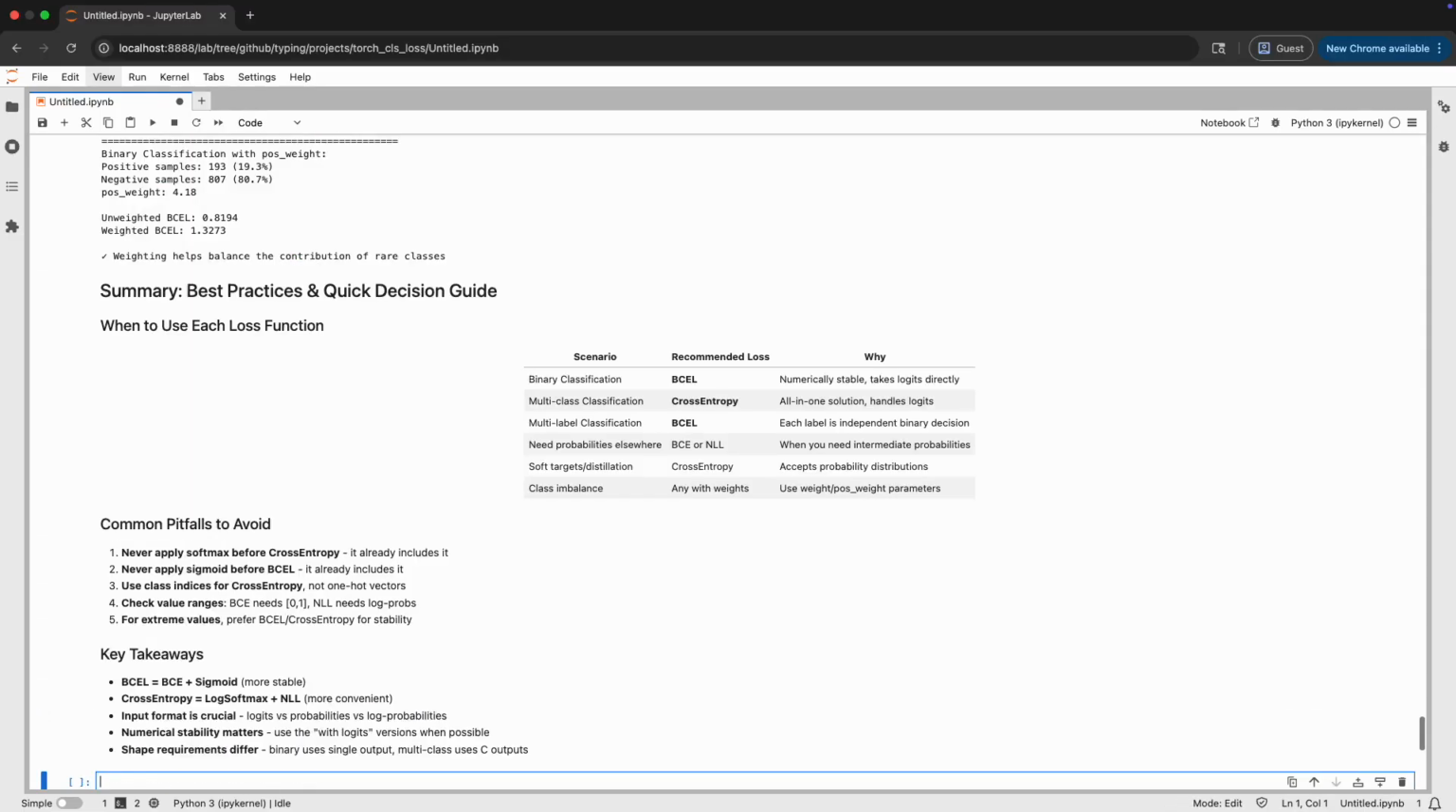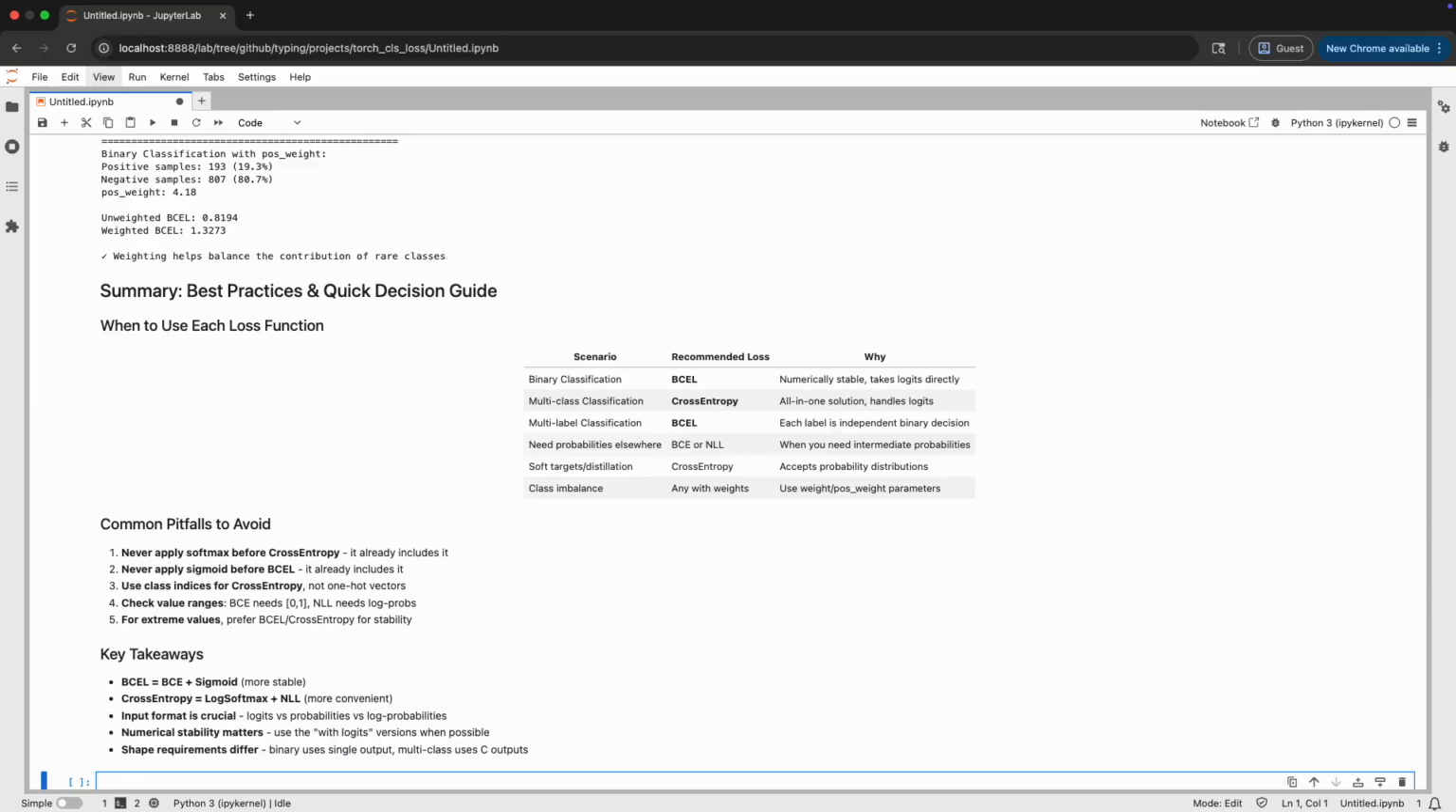Let me summarize the best practices and provide a quick decision guide. The table shows when to use each loss function. For binary classification, use BCEWithLogits because it's numerically stable and takes logits directly. For multi-class, use CrossEntropy as it's an all-in-one solution. For multi-label where each label is independent, use BCEWithLogits.